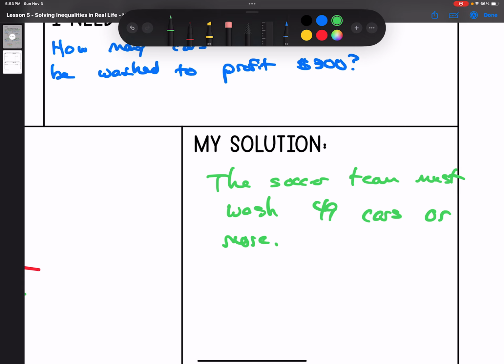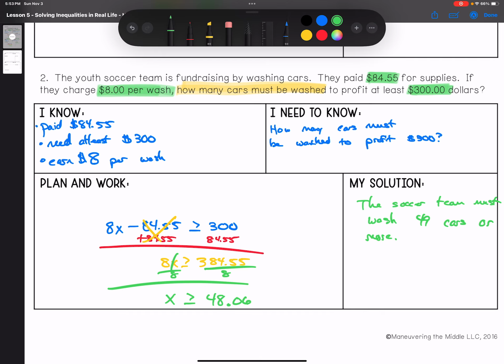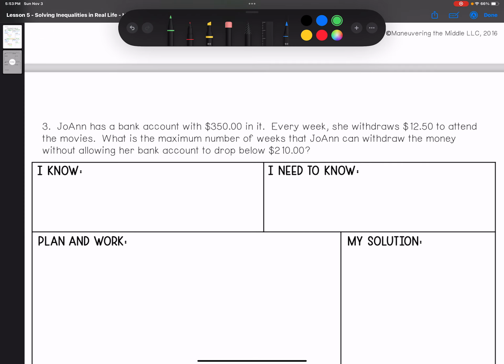All right, I'm going to zoom out, let you get that. Once you get that, go ahead and start on number 3. Pausing now. All right, welcome back. Well, let's go to number 3. Joanne, that's my mama's name. Let's highlight all the information that may be relevant.